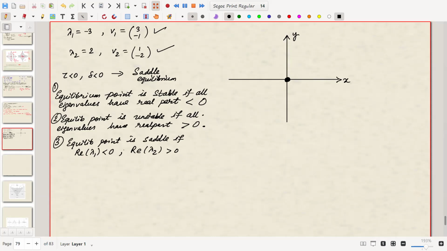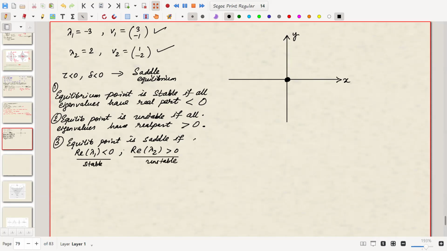That's the definition. No, real part only we need. The eigenvalue can be complex, right? In that case, you need to see the real part. Yes. So here automatically it is real, so the complex part is 0, but it is real. So this part is the stable part and this part is the unstable part.